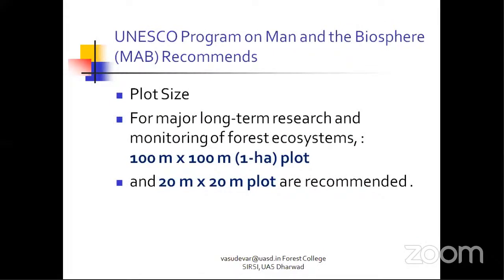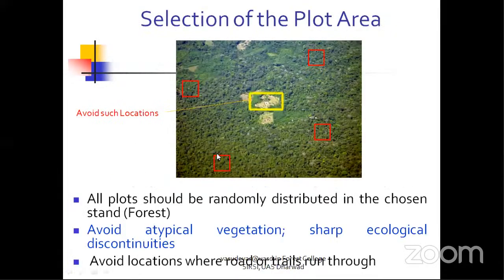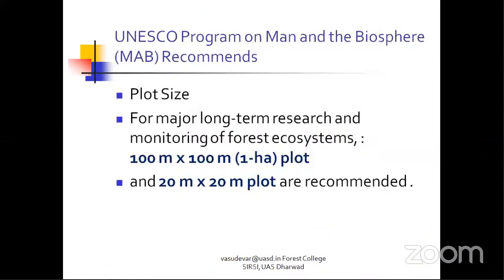Now, after identifying where to put the plot, what should be the plot size? Usually, as per UNESCO's Man and Biosphere programme recommendation, you can either have a 1 hectare plot or a 20 by 20 meter plot. 20 by 20 meter plots are essentially standalone plots, many of which can be put, and most of the permanent vegetation plots are of 1 hectare. This decision has to be taken based on the resources and how difficult it is to lay a 1 hectare plot, etc. So both are actually recommended for long-term plots.